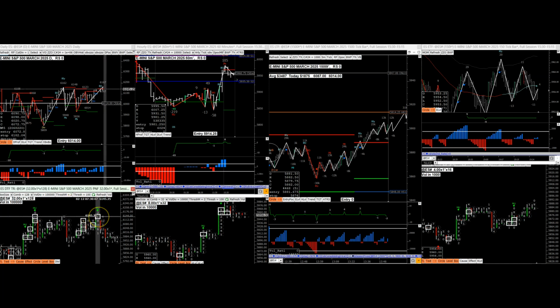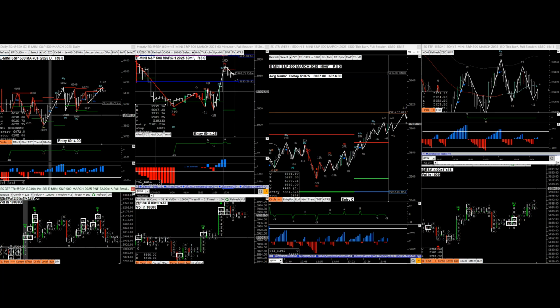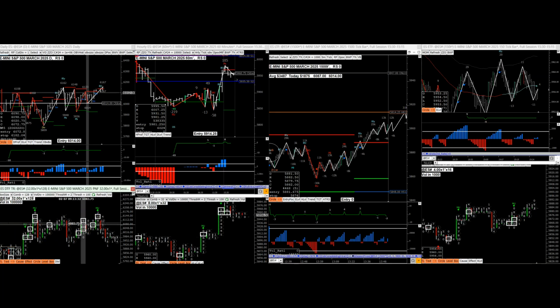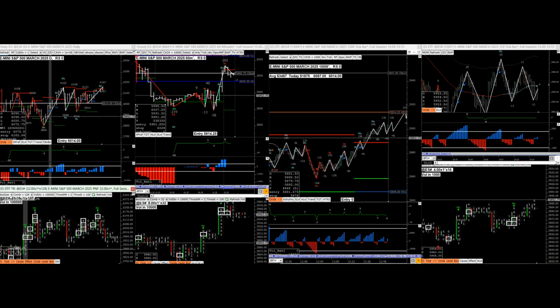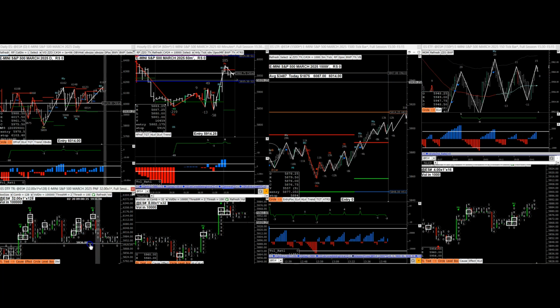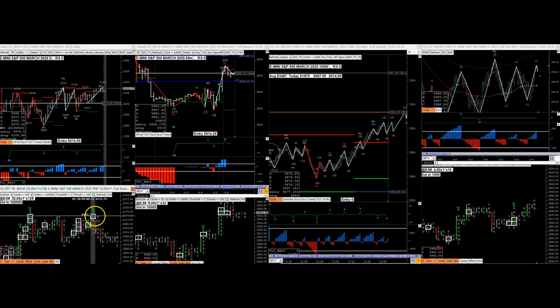Right? This is probably one of the easiest ways to detect it. When you have high volume and then it breaks in the opposite direction with a strong bar. So that's the volume. That's the break, the red break.